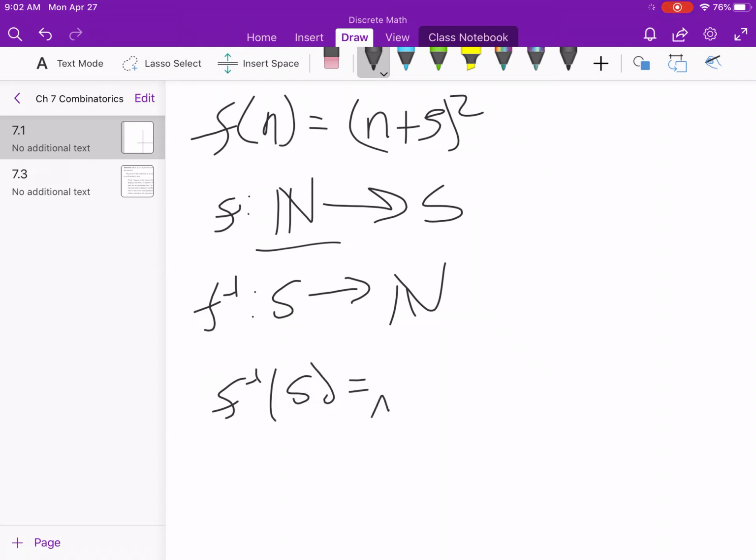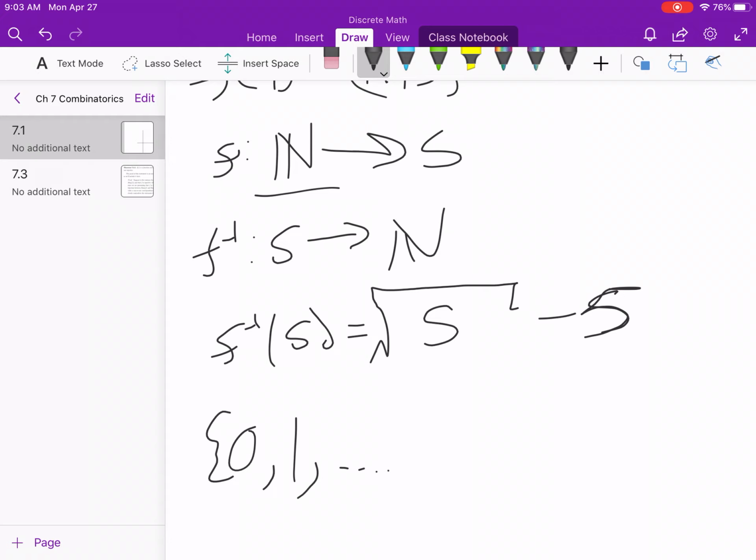Notice that if I do that, what I'll get is this value. Well, the square root of 25 is just 5, minus 5, so that gives me 0. And then I've got 1. And then notice if I take the square root of 10,000, that's 100, right? 100 times 100 is 10,000. And then minus 5, that gives me 95. So it goes from 0 to 95.